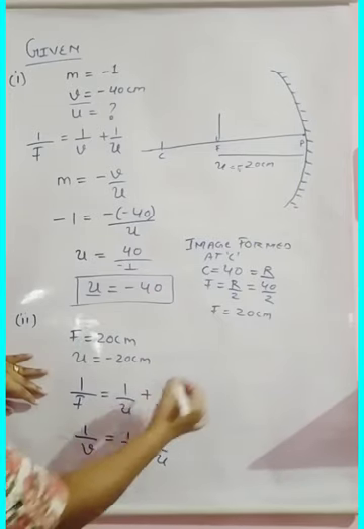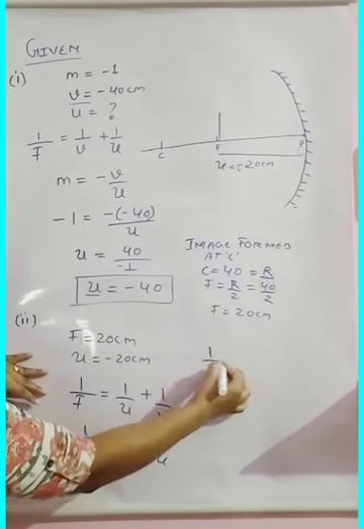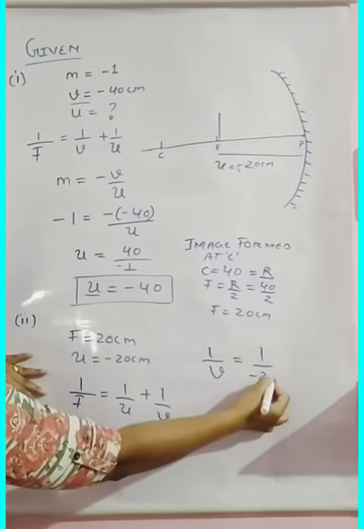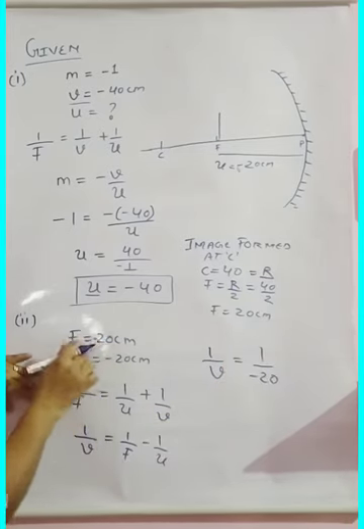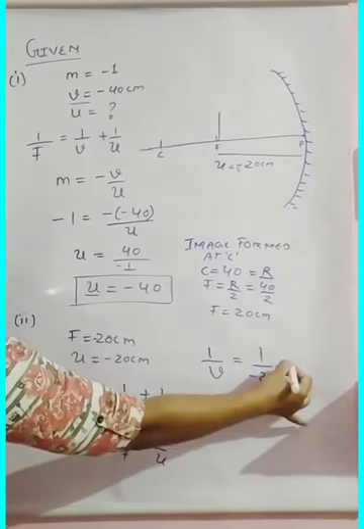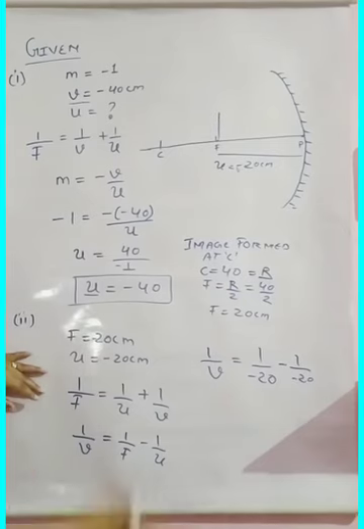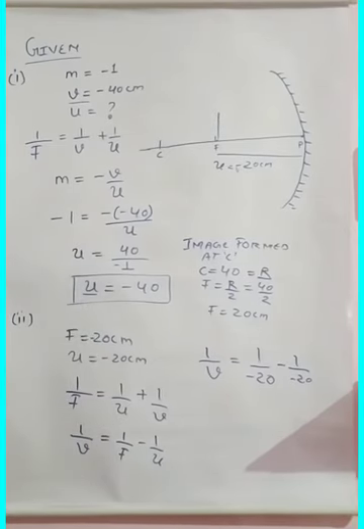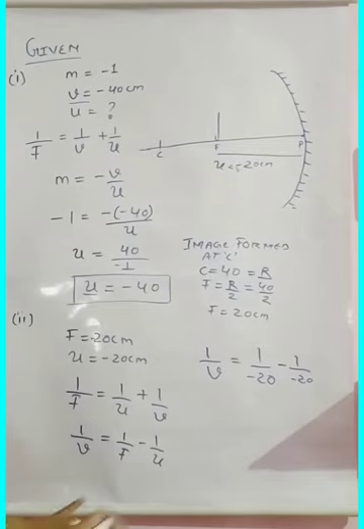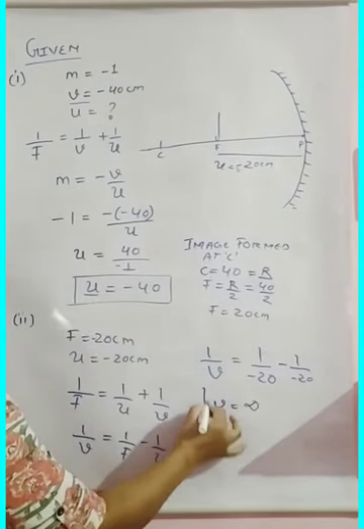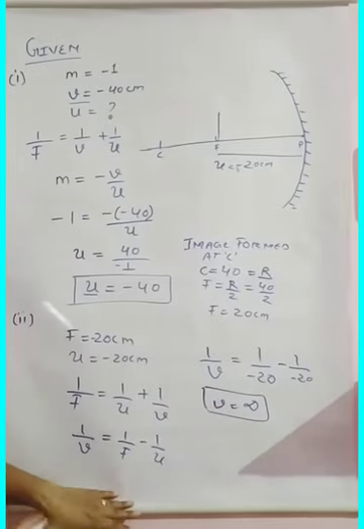When I solve this, what am I going to get? 1 upon v is equal to 1 upon f, meaning minus 1 upon 20. Why minus? Because it's a concave mirror. Minus 1 upon minus 20. Correct? When you solve all this, in this particular case you will find that your v will form at infinity. Your v will form at infinity.